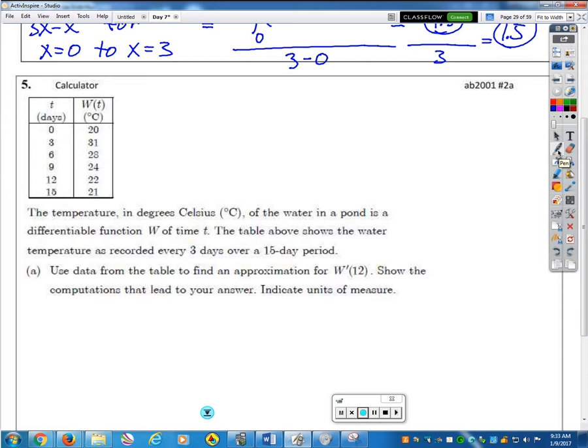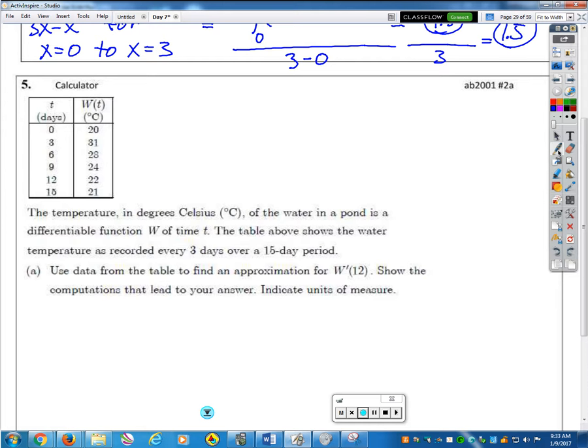One person, please. Hey. So I have to keep blending them because we're driving towards the AP test. You can't keep things separate, so got to come together. Somebody tell me, they say find an approximation for W prime of 12. Just raise your hand and tell me, what does the symbol W prime of 12 represent?